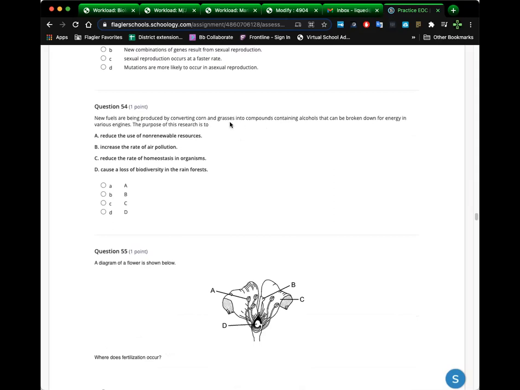All right, so we're talking about using corn and grasses for energy. Obviously we can reuse that, so it's renewable resources, or a reduction of non-renewable resources.